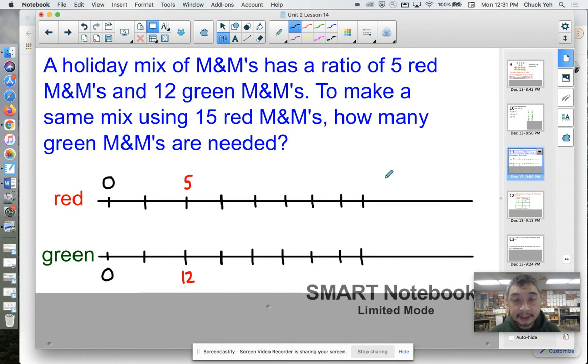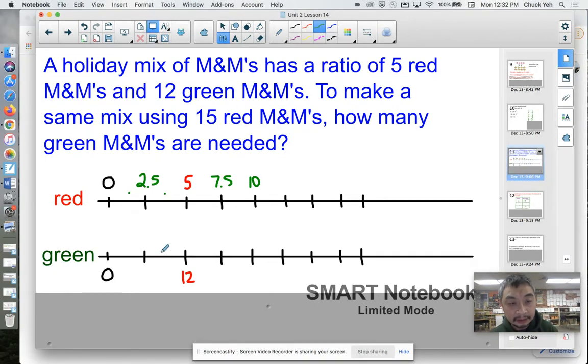Holiday mix of M&Ms has a ratio of 5 reds and 12 greens. Okay, so remember what I told you in the morning? How many gaps there were and then divided by that number. So there's 1 gap, 2 gaps. So what's 5 divided by 2? So this is going to be 2.5. So each one of these are going to be 2.5. So this one's going to be 7.5. This one is going to be 10. And then you can figure out the rest whenever you want to pause me.